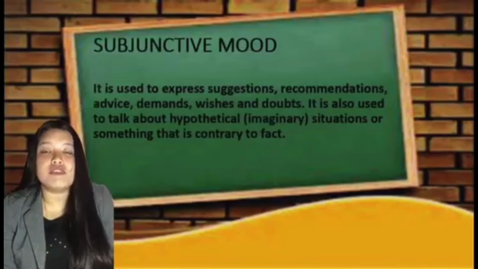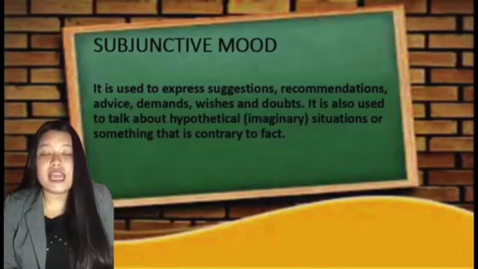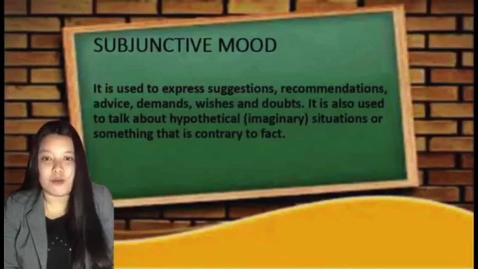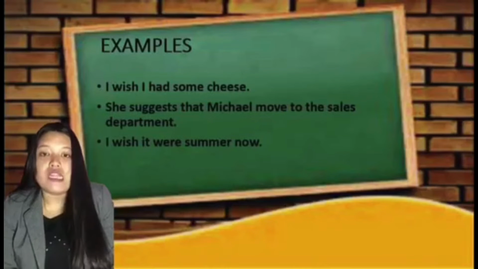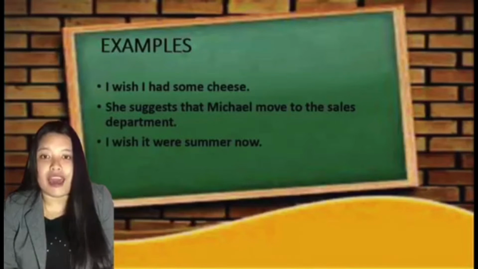So we will move to the subjunctive mode. Subjunctive mode is used to express suggestions, recommendations, advice, demands, wishes, and doubts. It is also used to talk about hypothetical or imaginary situations, or something that is contrary to fact. So I prepared also three examples for subjunctive mode. The first one is I wish I had some cheese. Second is, she suggests that Michael move to the sales department. The last example is, I wish it were summer now.